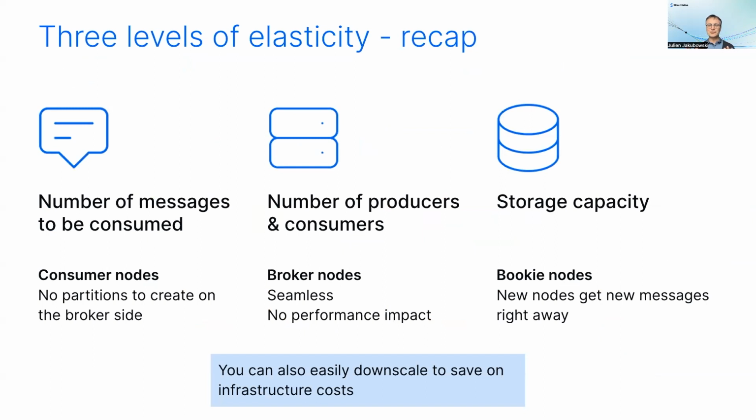So here is a recap of the three levels of elasticity and the benefits compared to other streaming platforms. When you do data streaming or messaging, your most common bottleneck is the consumer. The advantage of Pulsar is that scaling consumers doesn't require complex operations like adding partitions. If your bottleneck is the processing power on the broker side, you just have to add new broker nodes without the need for data movement across nodes. And finally, if storage capacity is your limiting factor, then adding new bookie nodes resolves the issue. And unlike other platforms, these nodes immediately receive new messages. And of course, you can easily downscale to save on infrastructure cost.